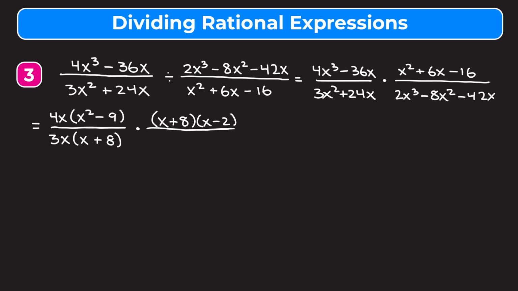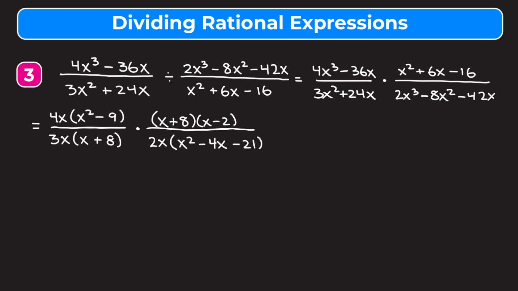And for the denominator, we have 2x cubed minus 8x squared minus 42x. So we want to start by seeing if we could pull out anything that these three terms have in common. And they have a 2x in common. If we take a 2x out, we're going to be left with x squared minus 4x minus 21.